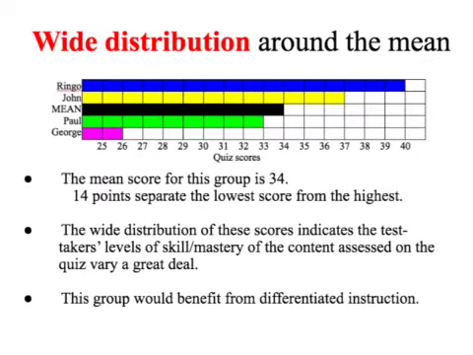What we're seeing here with the Beatles is what's called a wide distribution around the mean. The mean score for the group is 34, but there are 14 points that separate the lowest score from the highest scores. And that kind of distribution suggests that the test takers' levels of skill and mastery varied significantly.